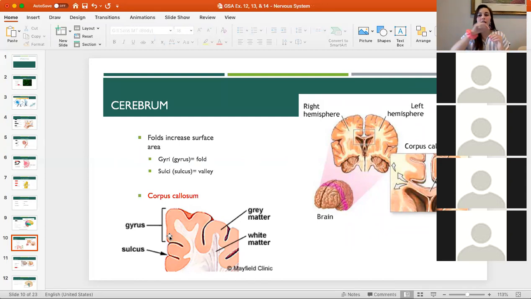And then a sulcus is going to be the little valley in between each gyrus. So in between each of those little folds, okay?